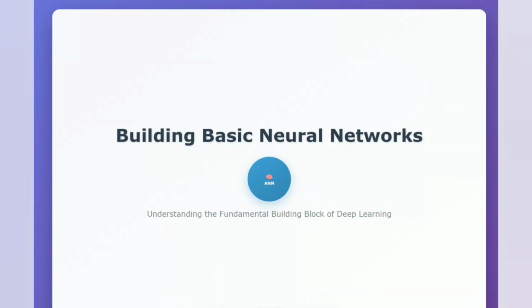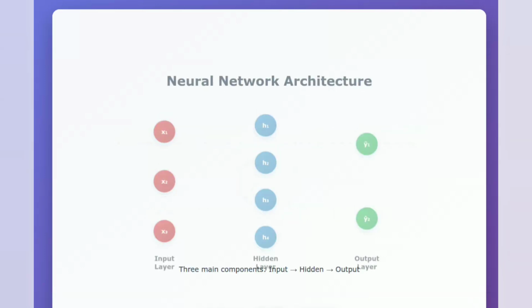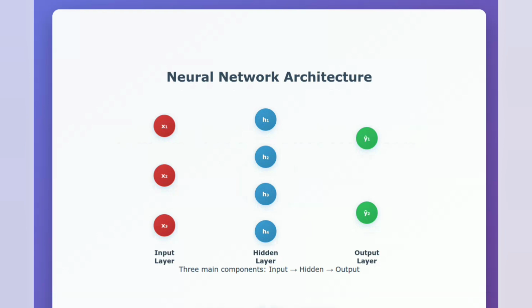To understand deep learning, let's start with the fundamental building block, the artificial neural network, often called a feed-forward neural network or a multi-layer perceptron. We'll explore its architecture and how information flows through it. At its core, an ANN is composed of interconnected neurons, also called nodes.